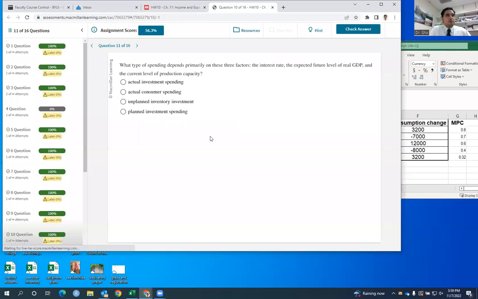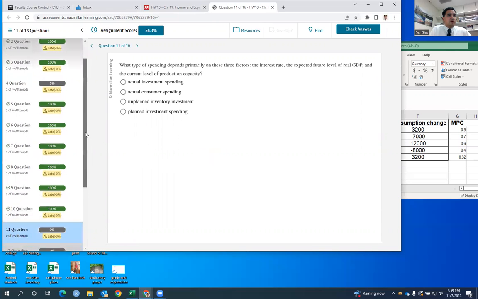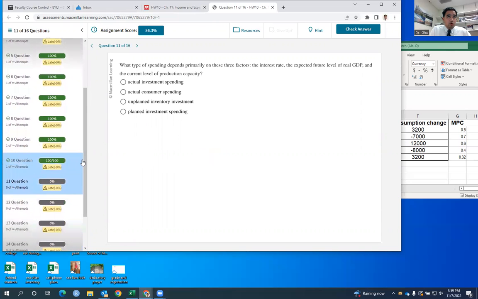Let's look at the next question. Okay, these are planned investment spending. Well, this is a theory one. Why don't you go ahead and take a moment and work through this one?